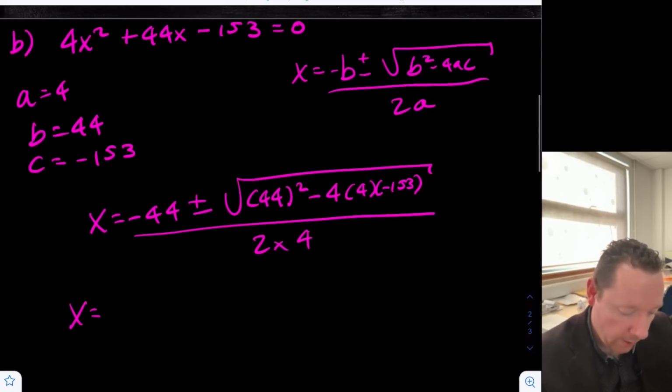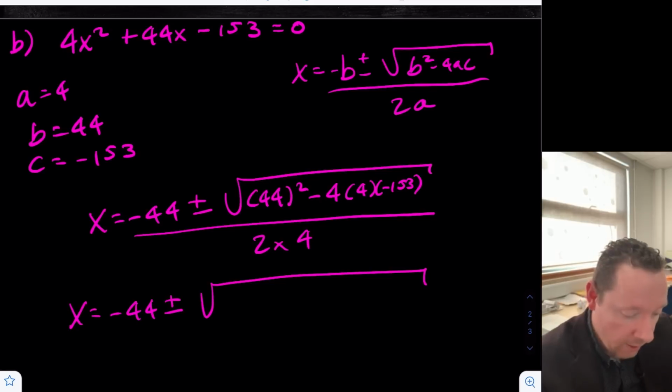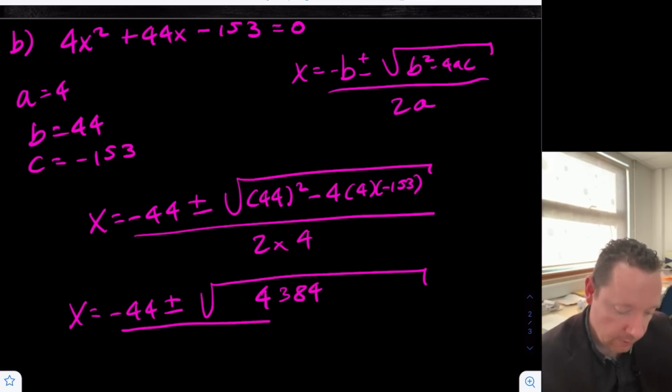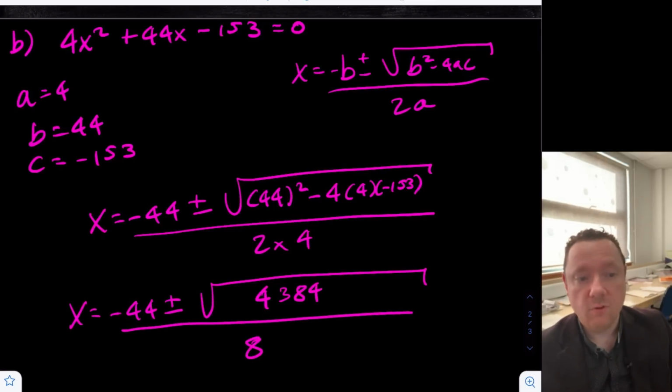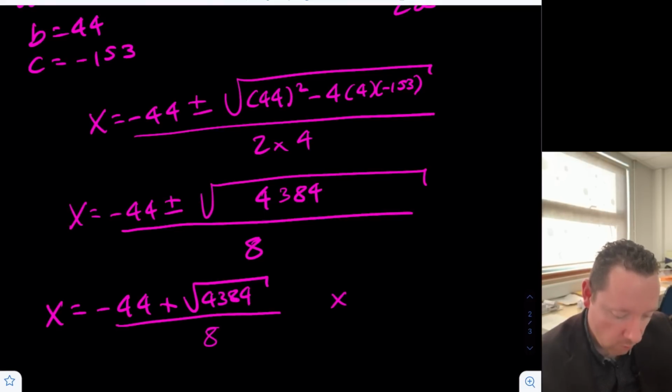So x equals minus 44 plus or minus the square root of, in your calculator you do 44 squared, and then 4 times 153, and you might remember to add them together because it's a minus times a minus. If you do that, you get 4384, and that's over 8. So now we have got two answers. We've got x equals minus 44 plus the square root of 4384 over 8, and x equals minus 44 minus the square root of 4384 over 8.